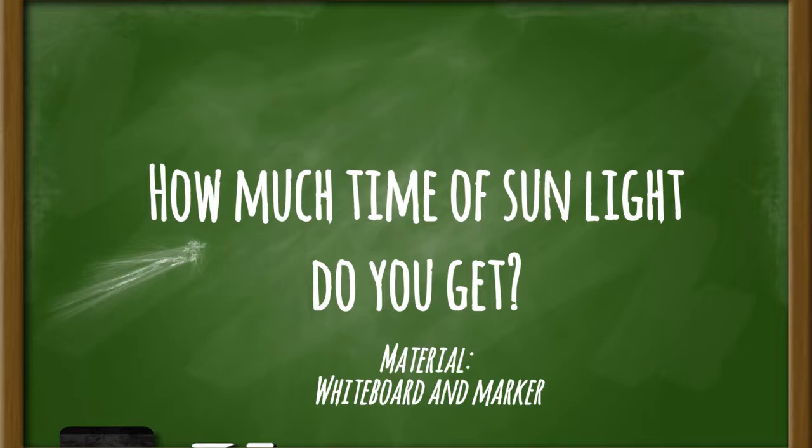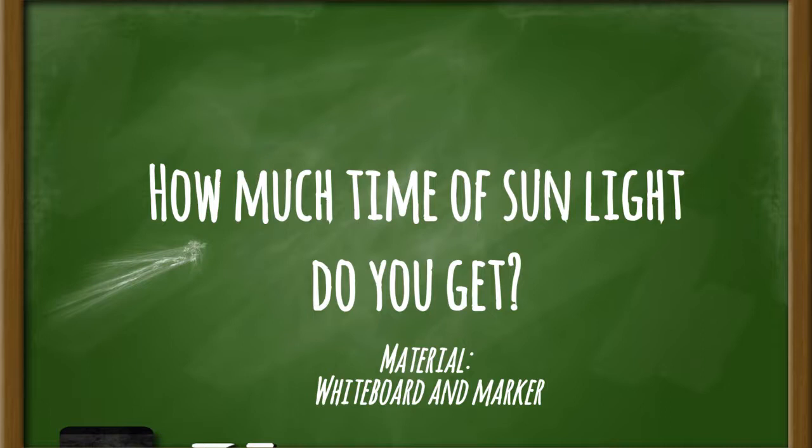Today, we are going to do an activity together to kick off this unit. We're going to see how much time of sunlight you get. That means we're going to look at three different places located across the world. We're going to look at Alaska, Texas, and Antarctica. And we are going to see how much sunlight these three different places get during two different months of the year. We'll look at a winter month and we'll look at a summer month.